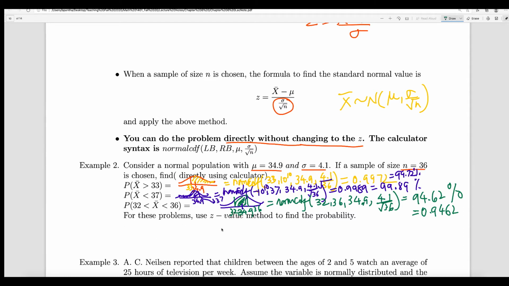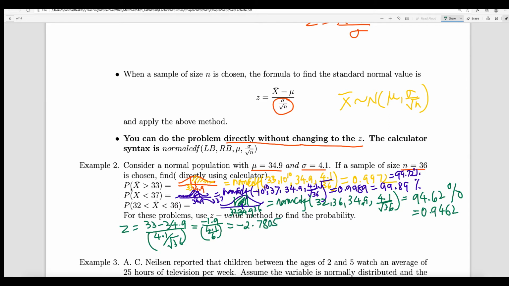Now if you want to do it by the z-value method, how do you do that? You first find z for this 33 using that formula. So z will be 33 minus mu, 34.9, divided by sigma over root n, 4.1 over root 36. Then use the calculator. This is negative 1.9 divided by 4.1 over 6, because the root of 36 is 6. If you use the calculator for this, you get negative 2.7805.